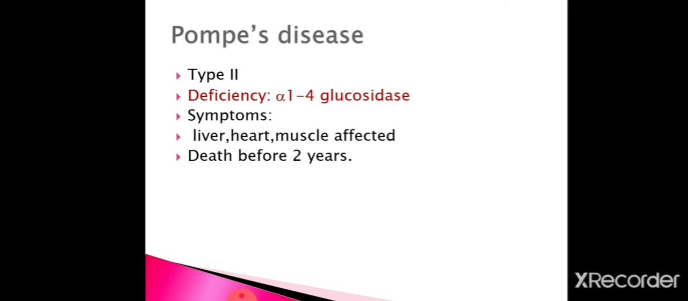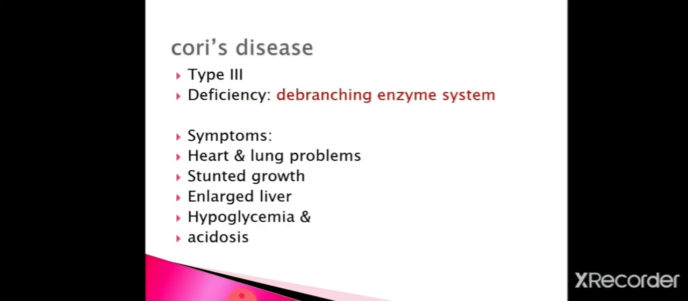So type 2 is Pompe's disease. Type 3 is Cori's disease. Here the deficiency is of the debranching enzyme. The symptoms include heart and lung problems, stunted growth, enlarged liver, hypoglycemia and acidosis.